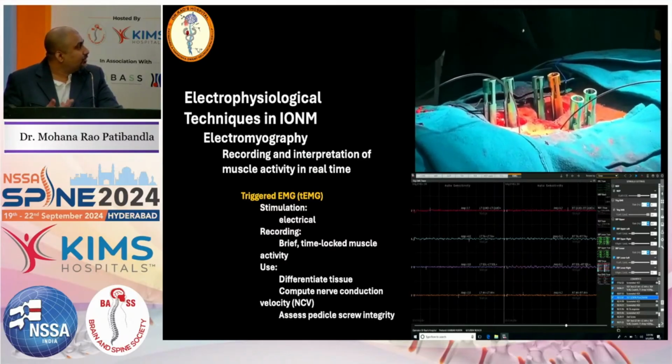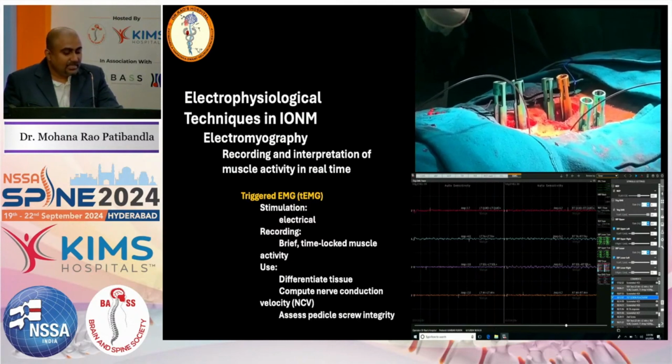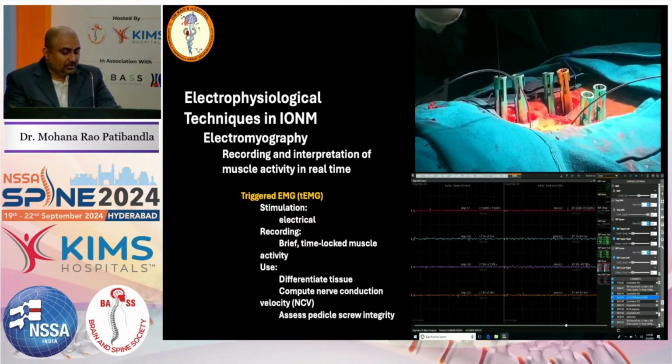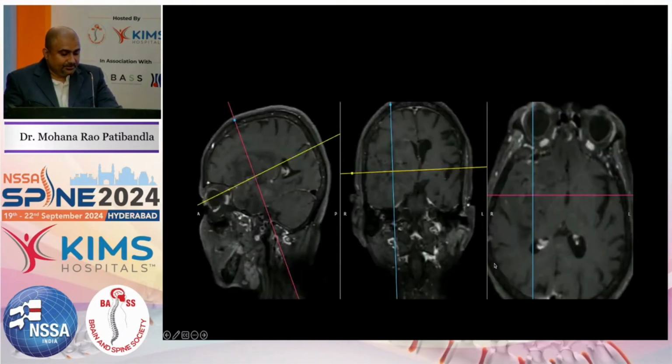So you are seeing that the dorsal rami branch is responding, but in the triggered EMG, whatever you are seeing here, this is the triggered EMG, and it doesn't make it. Sorry.